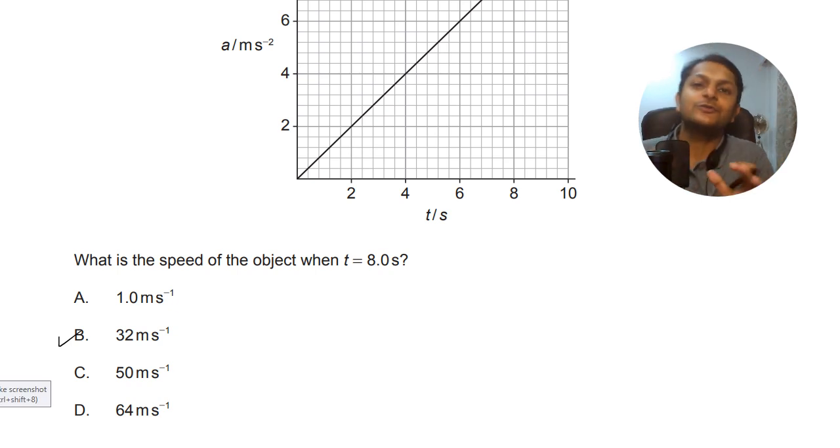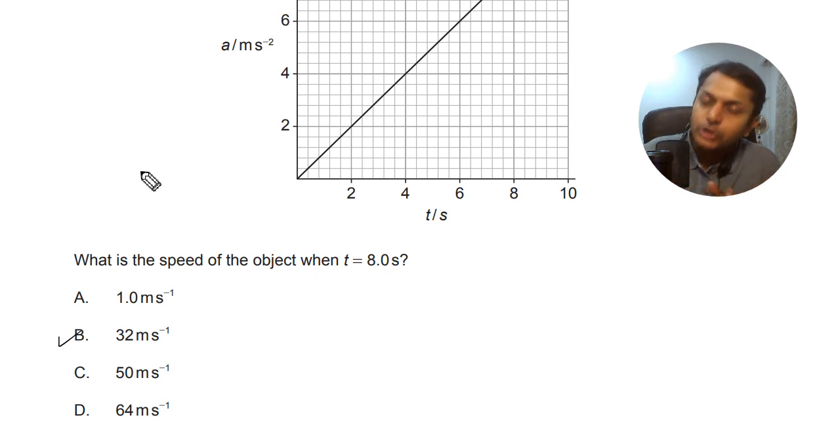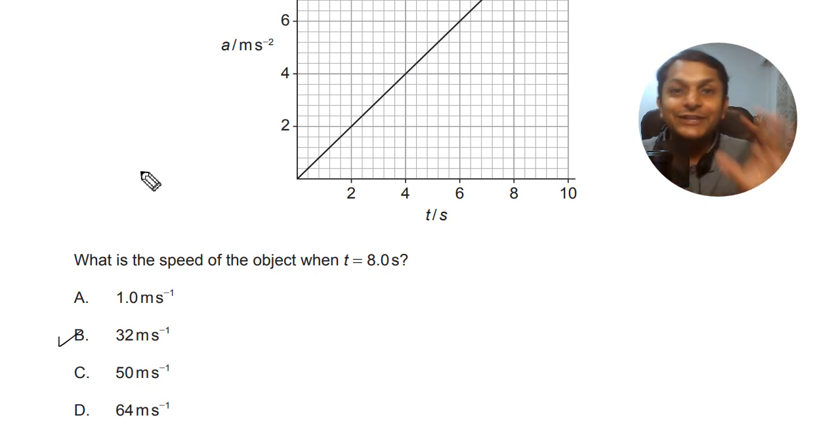This is how we do this question, dear students. By the way, I have the mark scheme of this question paper also. So I know that the answer is B, but I'm not showing it here.